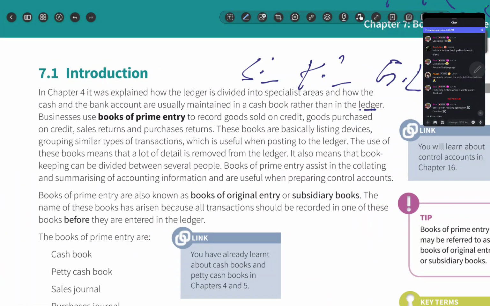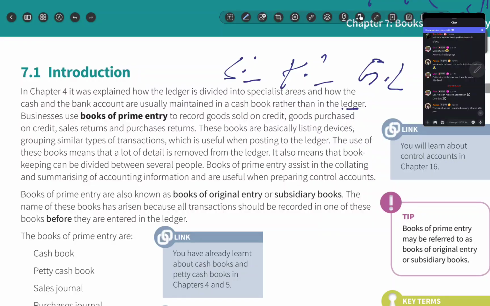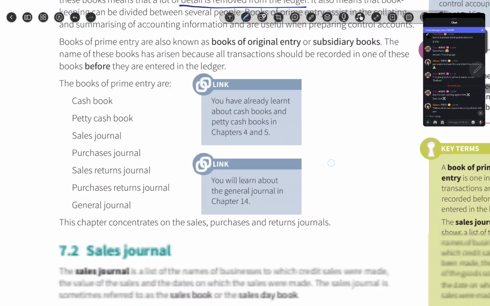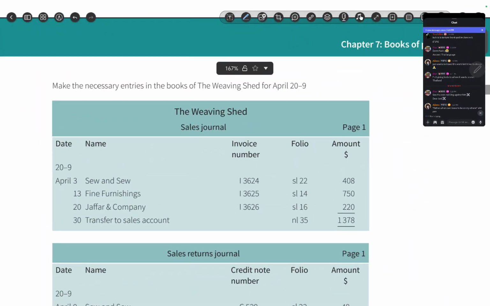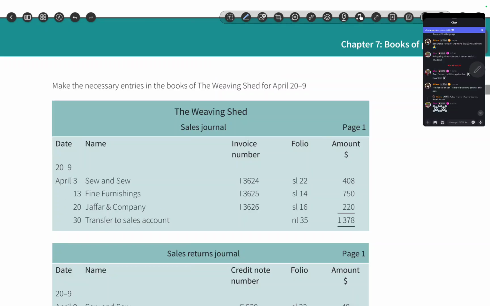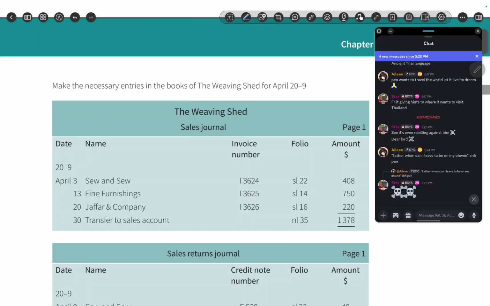These books are basically listing devices, grouping similar types of transactions, which is useful when posting to the ledger. So the point of having journals is making it easier to post into the ledger. The use of these books means that a lot of detail is removed from the ledger. Let's look at the example. If this is our sales journal and we have four customers in 1 month, then in 1 year we can say we have 12 customers.